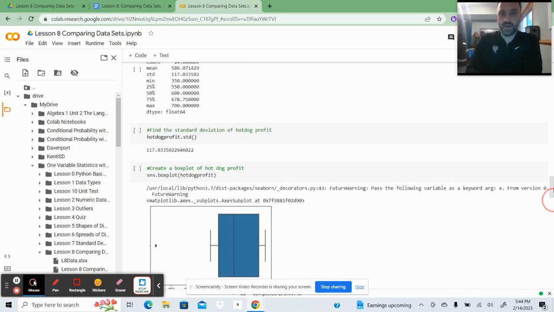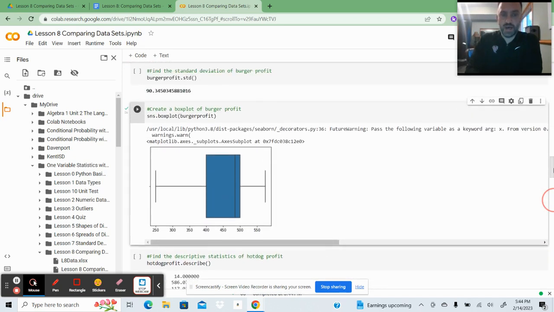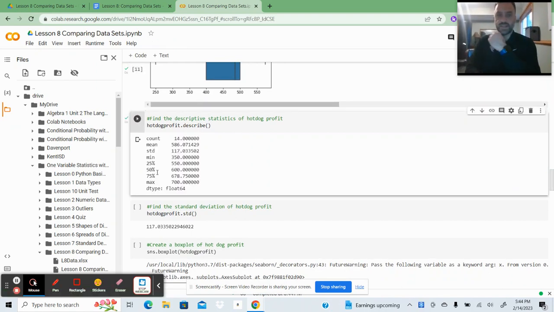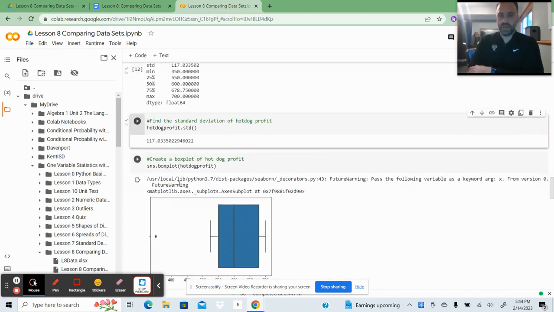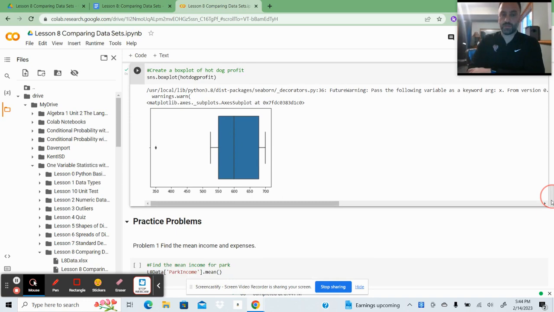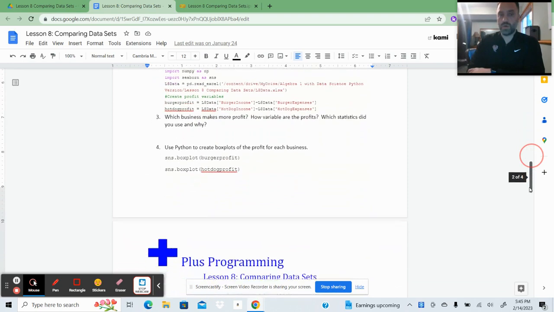And if you notice, the burger profit is on average about $475. And then what I can do is find the hot dog profit, which is $586, and then find the standard deviation and do a box plot. And if you notice here, the hot dogs are actually more profitable than burgers. So even though they took in less money because it's less cost, they're more profitable. So that's an important thing to know.